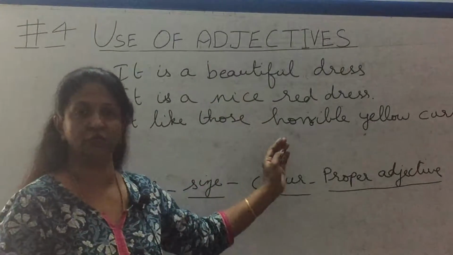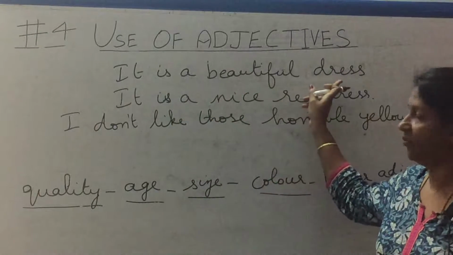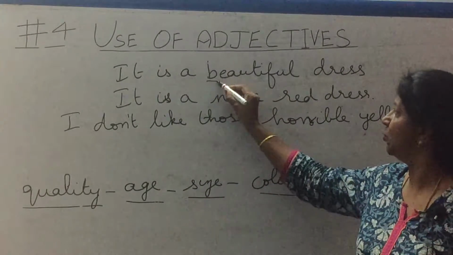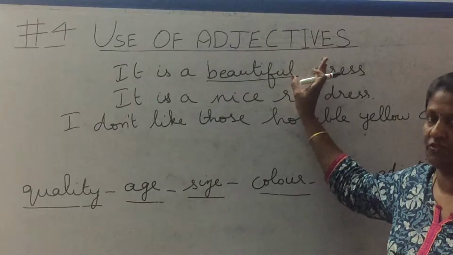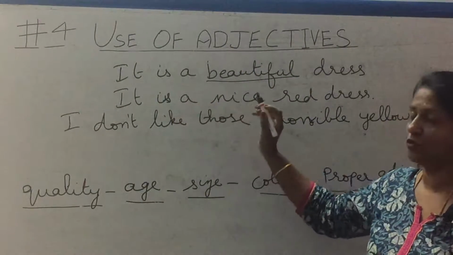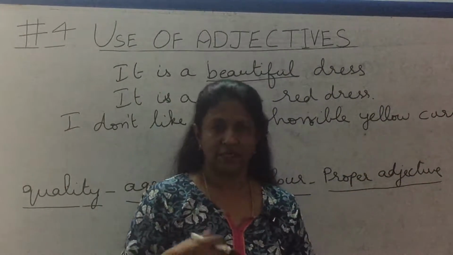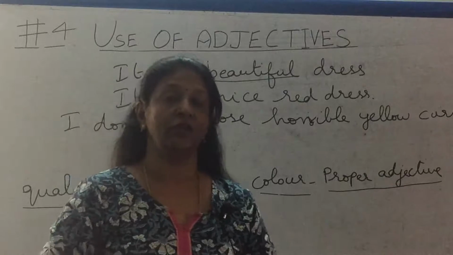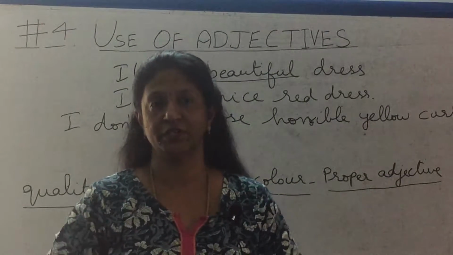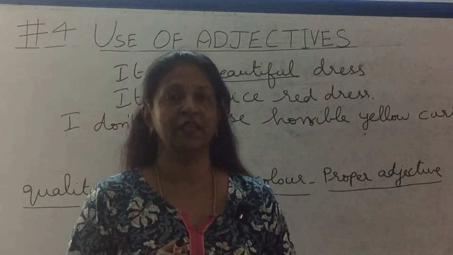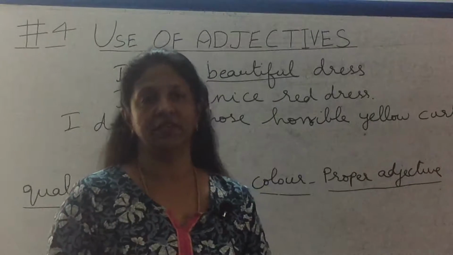Okay, now we will go to the example sentences. First you see here, it is a beautiful dress. So here beautiful becomes the adjective. Why? Because it is describing a dress. Then it is not that you have to use only one adjective in your sentence. Sometimes when you are speaking, you may feel like telling more and more explanation about a dress or about a person or about a place. So when you are trying to explain more, you need more and more adjectives that will fit that sentence.